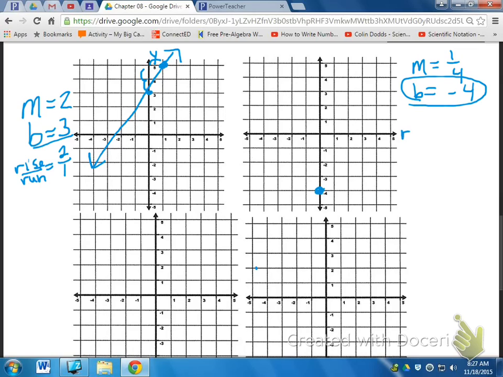My slope, I know, is rise over run. And this time, it's got both numbers. Rise 1, run 4. So from my point at -4, I just rise up 1. I run 1, 2, 3, 4. Put my second dot. And then I draw my line. Questions about that?